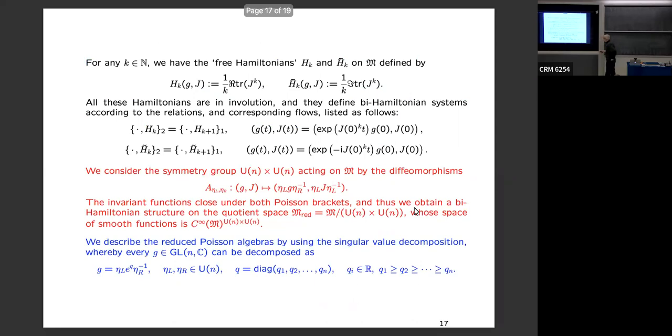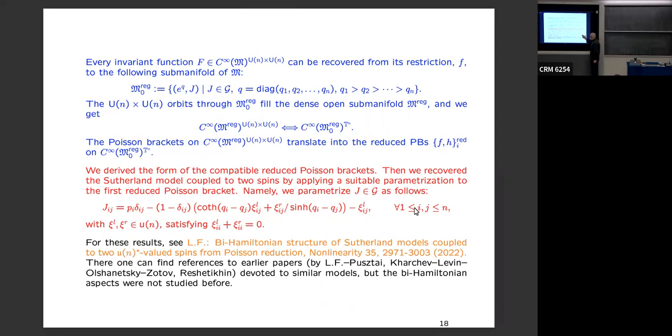you obtain this formula, this Sutherland model with two interacting spins. And I was somehow happy that this work appeared this year in Nonlinearity. And actually, these kind of models were introduced before by my colleague Gabor Pusztai, who was also here a postdoc with John, he's from the same city as me, and more recently by Chalykh, Levin, Wojciechowski, Zotov, and also Reshetikhin, they developed similar models, but then they did not touch upon Bi-Hamiltonian aspects.